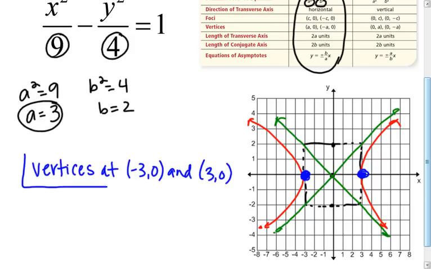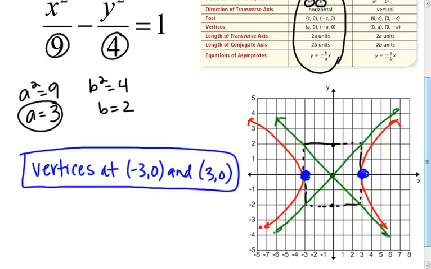Okay, so that's the first thing we're going to talk about. Then we want to talk about where my foci are. I have to figure out, first of all, what C is. I know what A and B are, but I do not know what C is. So I'm going to figure that out by doing A squared plus B squared equals C squared. So 3 squared plus 2 squared equals C squared. 3 squared is 9, 2 squared is 4. So C squared is 13. So C is the square root of 13.